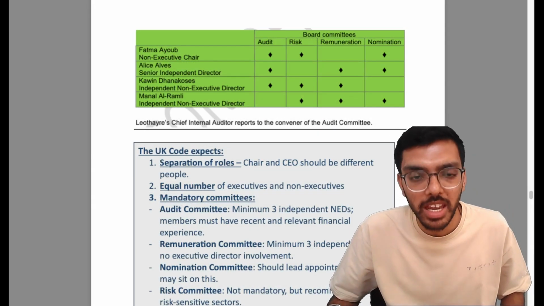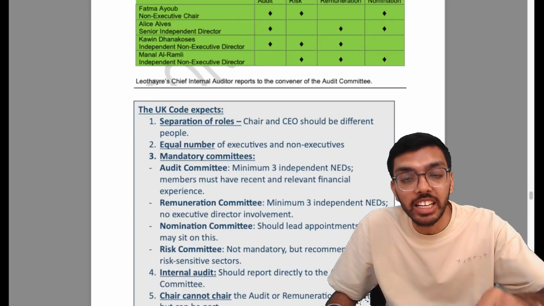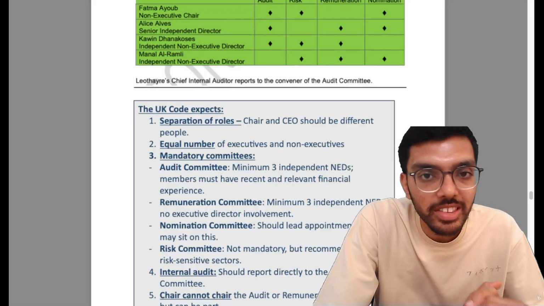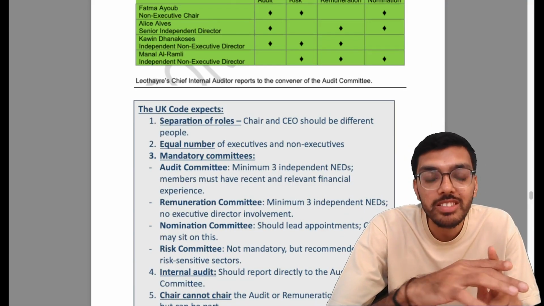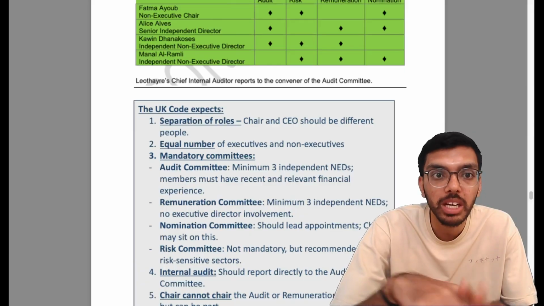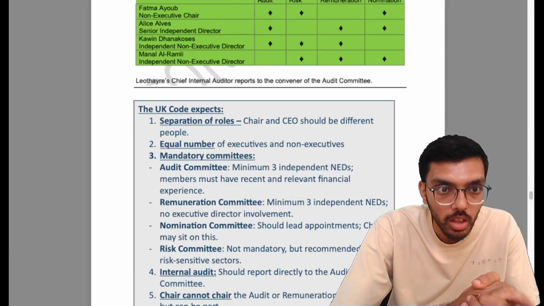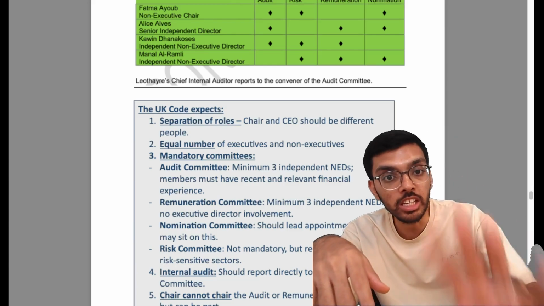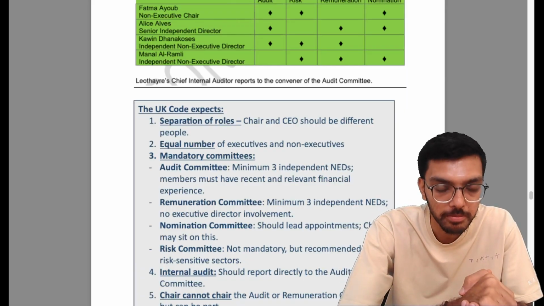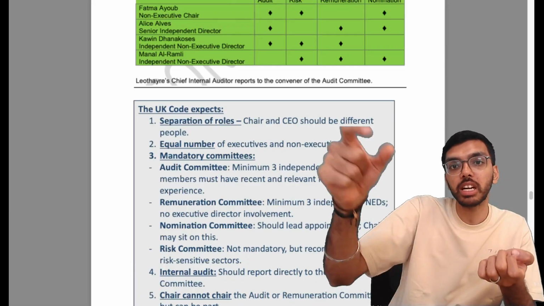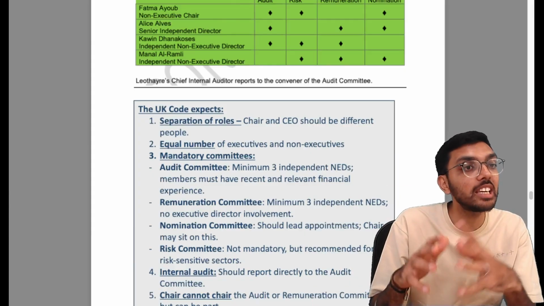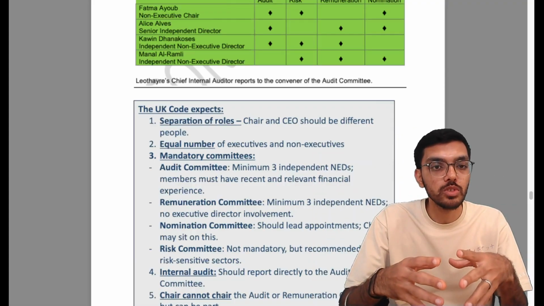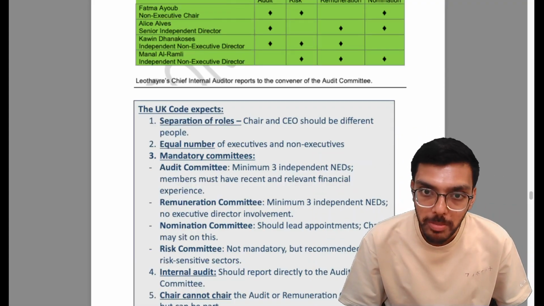Now to a very important discussion, because this ties directly to corporate governance. So they've given us some board committees that exist. Audit committee, risk committee, remuneration committee, nominations committee, very good. We see that there are 4 non-executive directors, including the chairman, present over here. Now the UK Corporate Governance Code says that for any listed company or for a well-run company, the corporate governance principles have to be met.